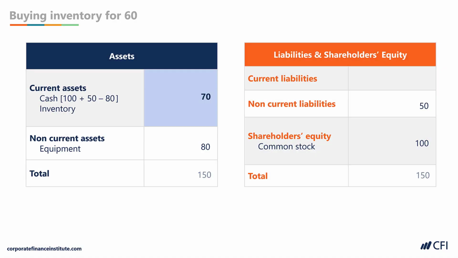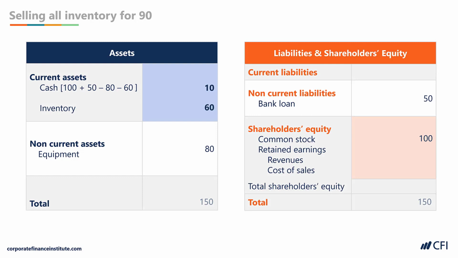Now let's look at what happens to the company's balance sheet when it purchases inventory for 60. The first transaction that we can record is reducing cash by 60. This is the money that's used to purchase the inventory. We then have an offsetting entry, which is another current asset that goes up, so inventory increases by 60, cash reduces by 60, and the net effect is that the balance sheet continues to balance, where total assets at 150 equal liabilities and equity of 150.